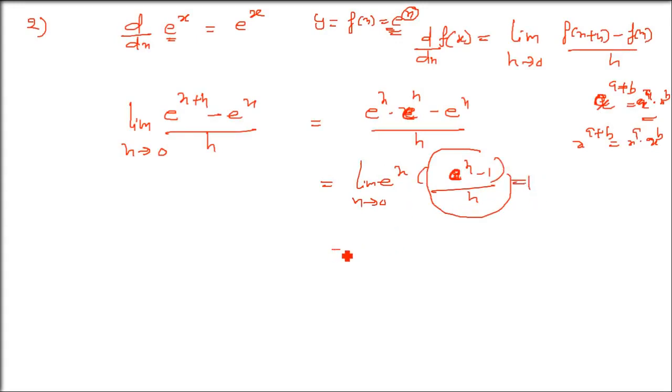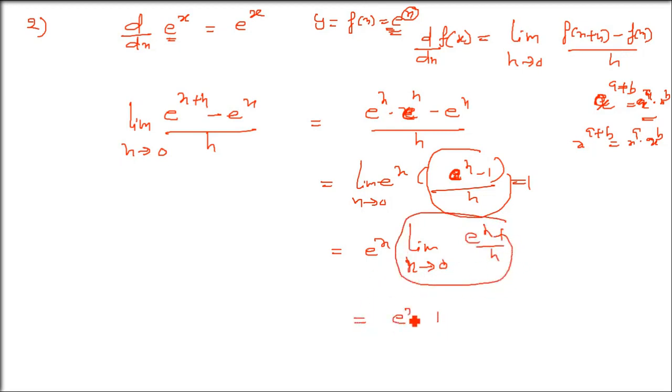What is remaining? What you have taken outside: e to the power x, times the limit h tending to 0 of e to the power h minus 1 by h. So this is going to be 1, and only e to the power x remains. So this is how d by dx of e to the power x is e to the power x. This is by first principle.